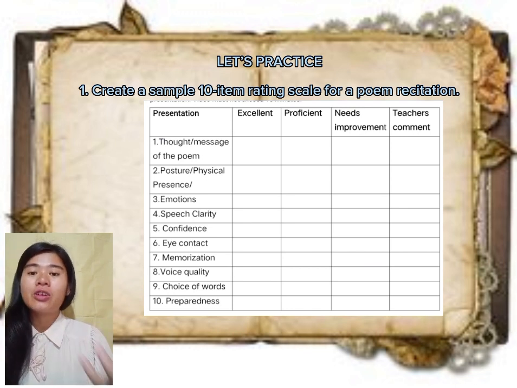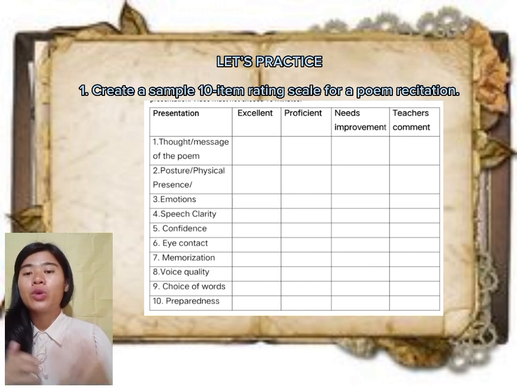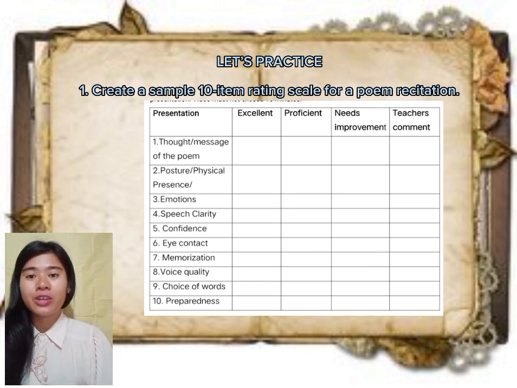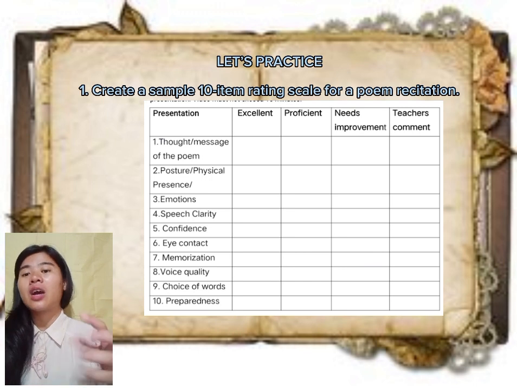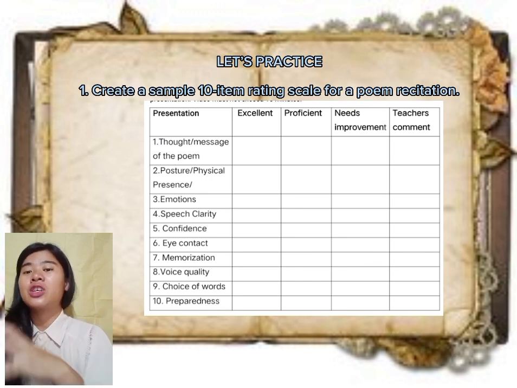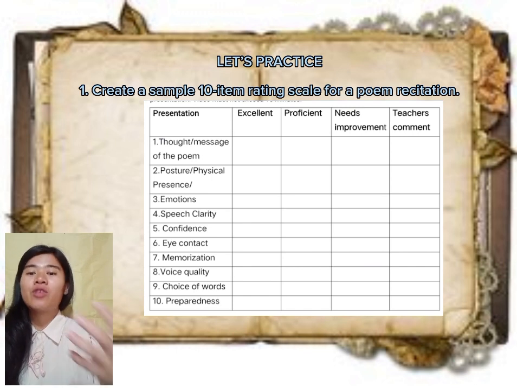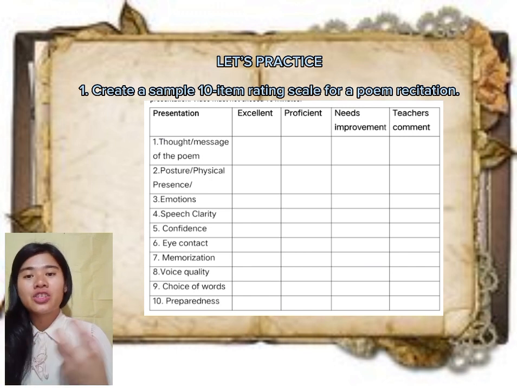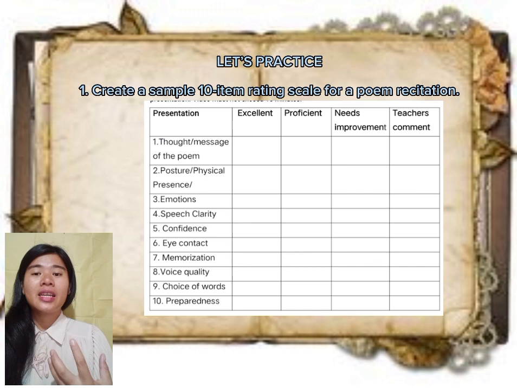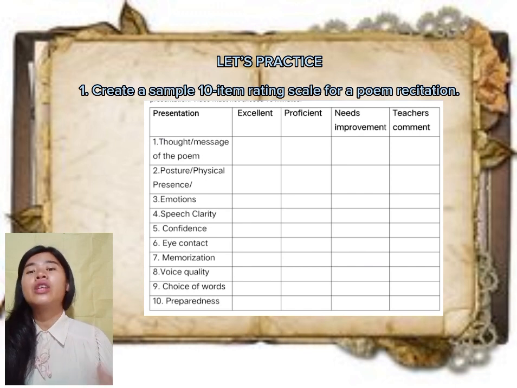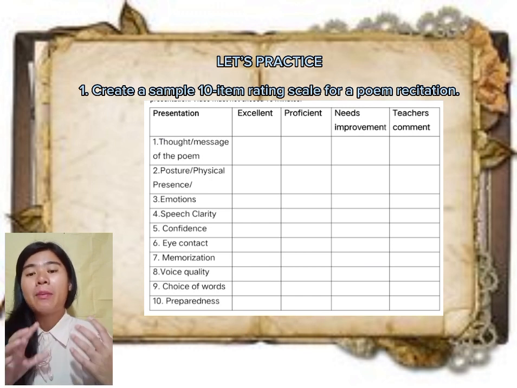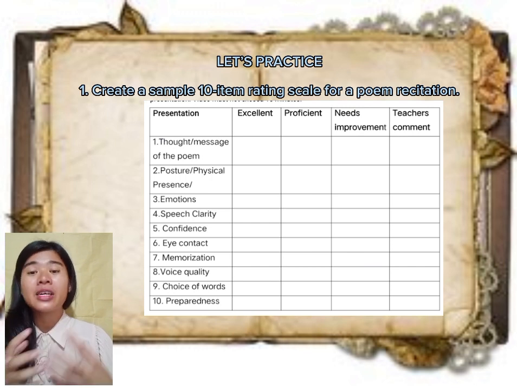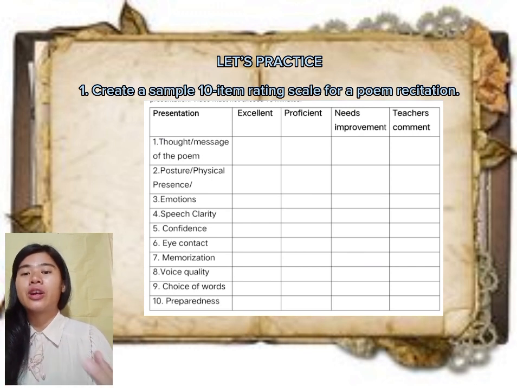Next is the speech clarity, or how the speaker speaks out the words. And then confidence, on how she carries herself on stage or in front of the audience. Next is the eye contact with the audience. Next is the memorization of the poem or the lines in the poem. Next is the voice quality, which is audible in larger areas or to a larger audience. Then next is the choice of words being used in the poem. And the last one is the preparedness, on how a person prepared himself or herself in presenting his or her poem.